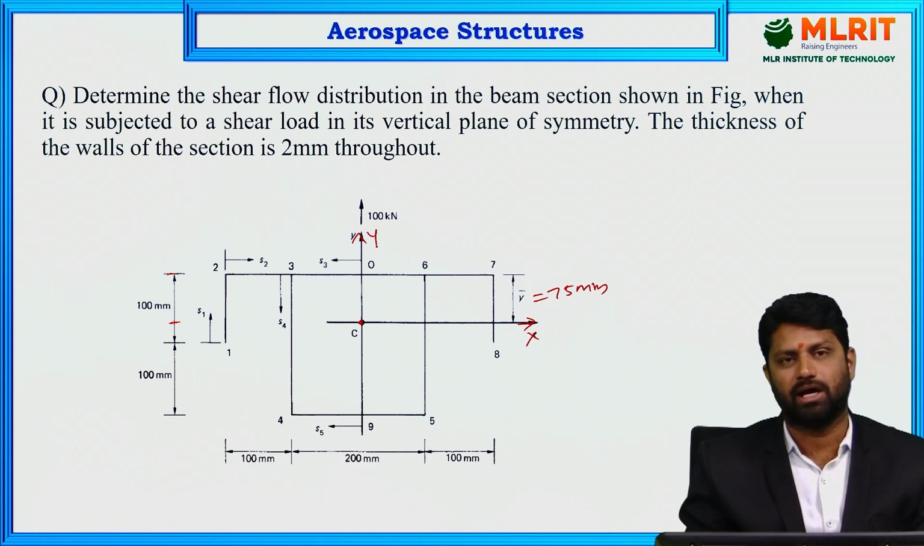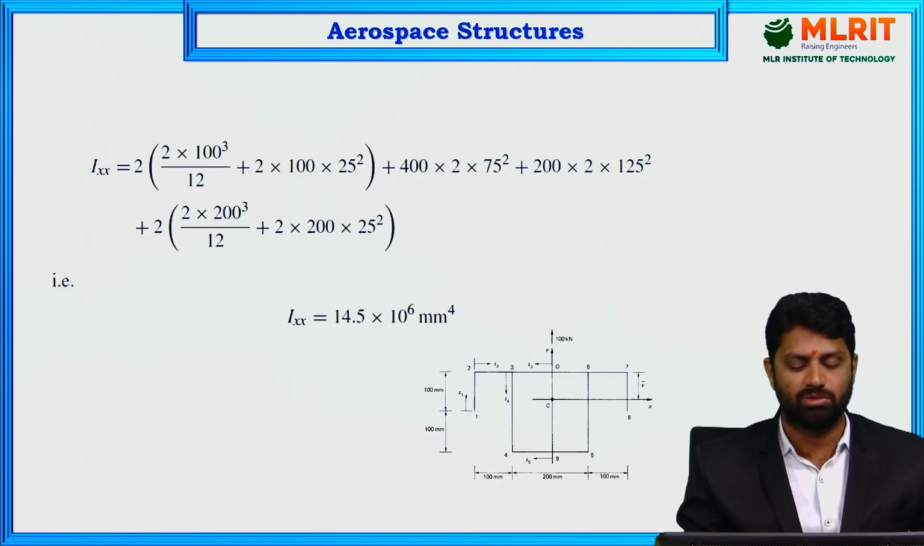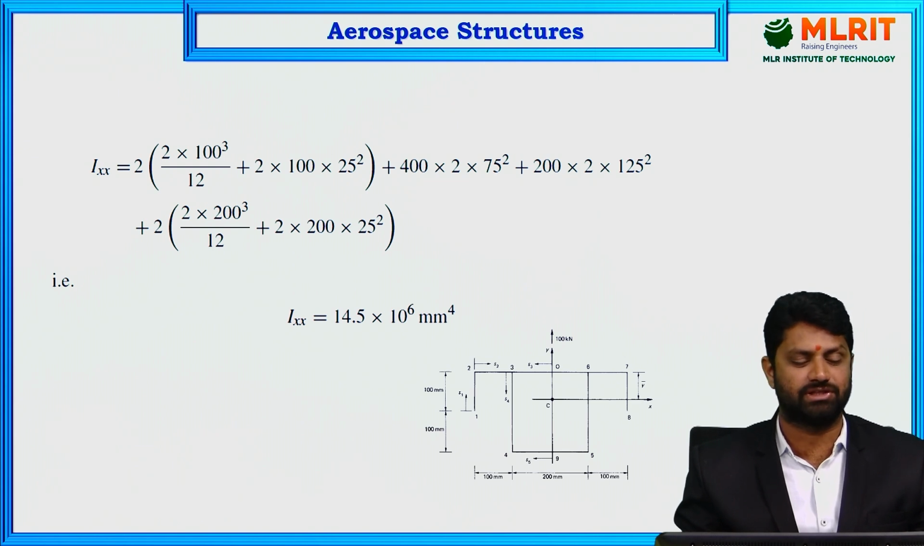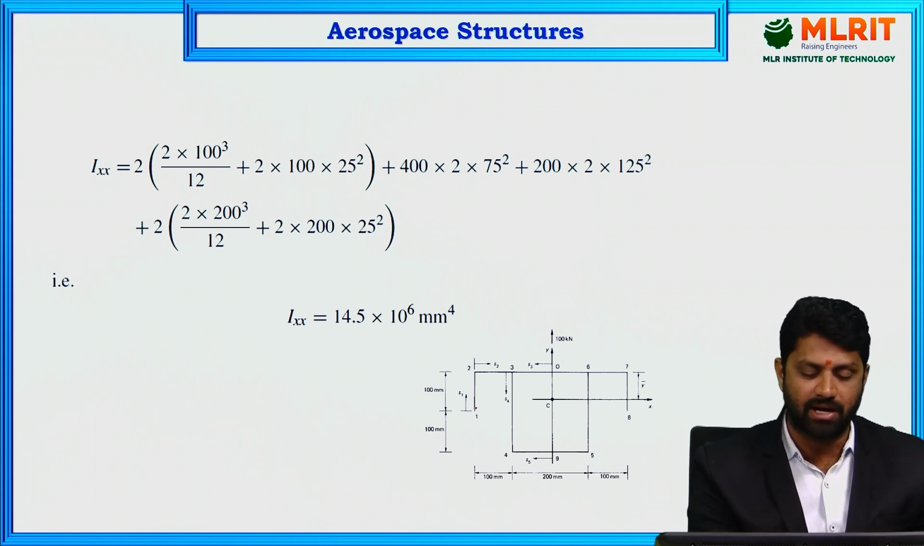Okay, and now once you calculate the y bar, you have to find out Ixx, the moment of inertia about the x-axis. Here, since this has vertical symmetry, you can consider half of the section, either the left half or the right half, and then calculate by multiplying by 2. Okay, so let's try to do this for panel 1 2.